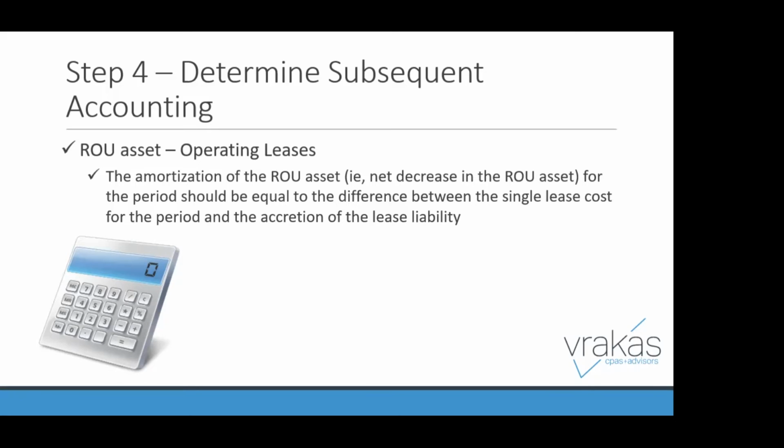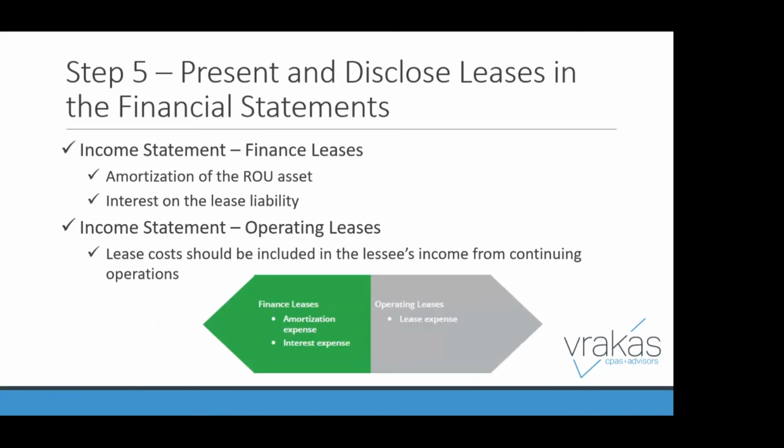So that's subsequent accounting. Next, step 5 of the model, we're going to talk about presenting and disclosing the leases. So just kind of wanted to summarize here that in terms of the income statement side of things, for a finance lease, you're going to have amortization and interest. And for an operating lease, you're just going to have lease cost or lease expense within your continuing operations.